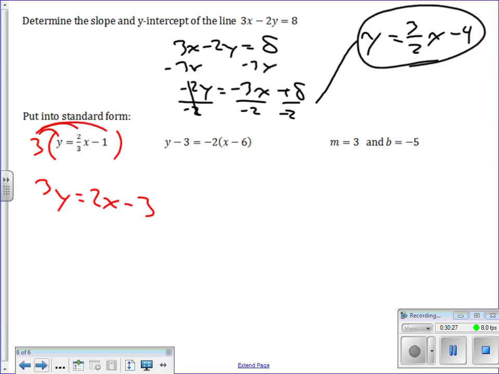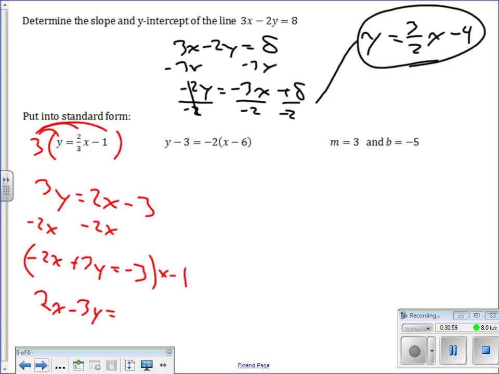First step I want to do, get rid of my fractions. Now I need to move my x's over. Subtract 2x. I get negative 2x plus 3y equals negative 3. Am I done? No, because what do I need to have? Positive 2x. The rules say this needs to be positive. Multiply everything times negative 1. Basically change the sign. 2x minus 3y equals 3.